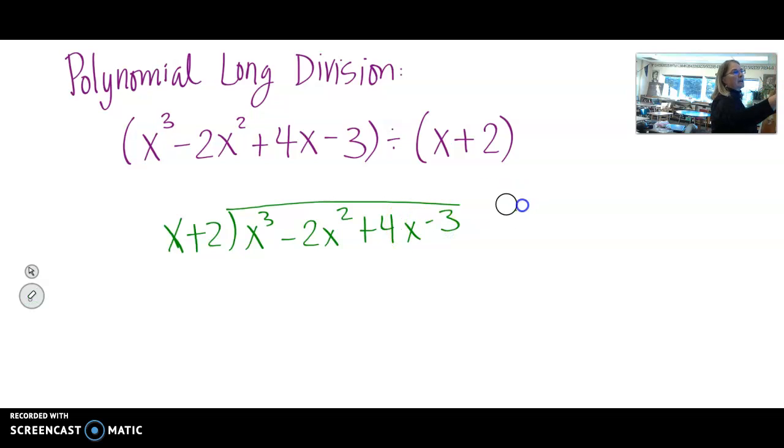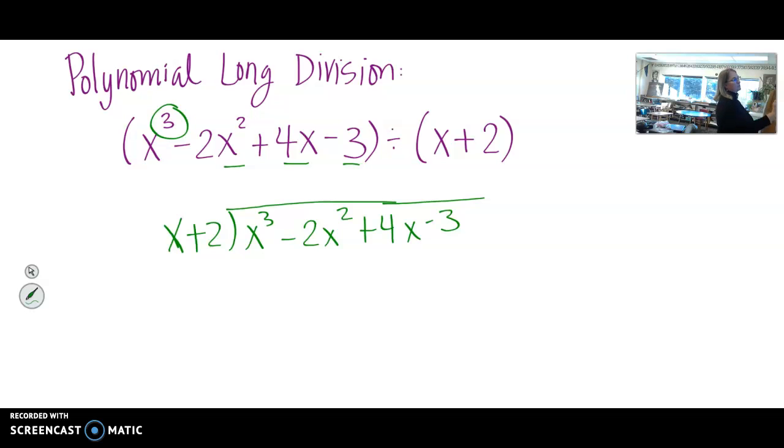Now notice this dividend has no missing terms because the highest power, the degree of that polynomial, is degree 3 or cubic. Then it goes to degree 2, degree 1, and degree 0, so there's nothing missing. So that's something you're going to have to watch for when you do polynomial long division.